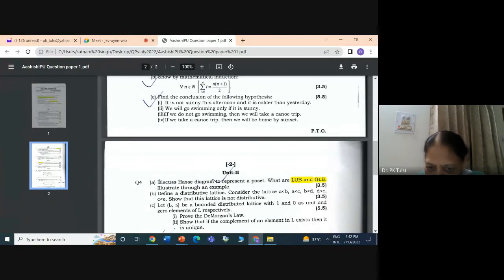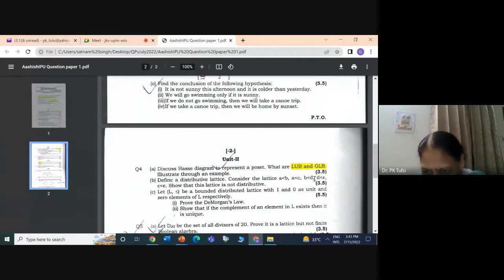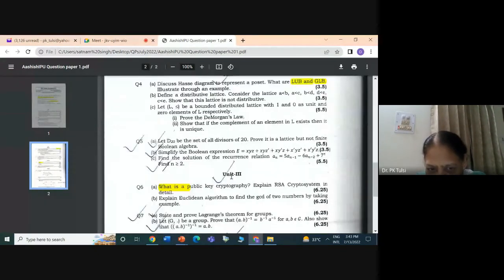Discuss Hasse diagram to represent a poset. So instead of discuss, you could write explain Hasse diagram to represent a poset. Then, what are LUB and GLB? So expand the terms LUB and GLB with the help of an example. You don't need to include illustrate through an example. And the division of marks, you have already given 3 and 5. You have nicely done that.